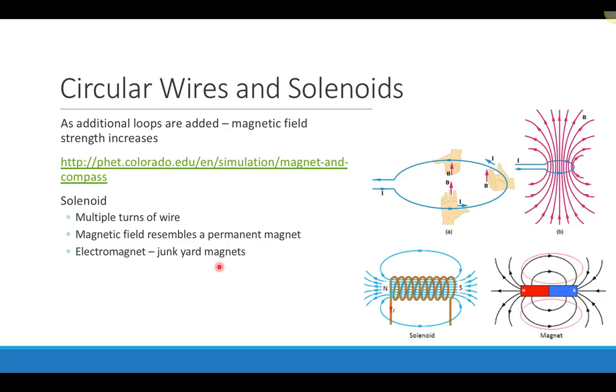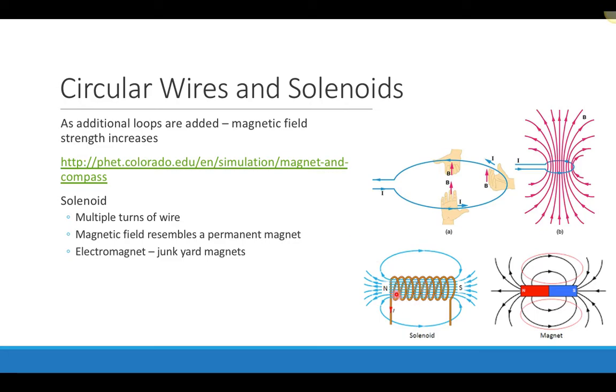So we can also form wires into different shapes. If I put a current carrying wire into a loop, so here is a circular loop, I get a magnetic field that looks very similar to the magnetic field of a bar magnet, where you have the magnetic field leaving the top portion of this loop, and then bending around and coming back through. As I add additional loops, the magnetic field strength actually increases.